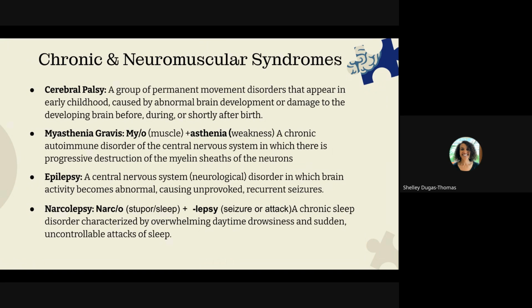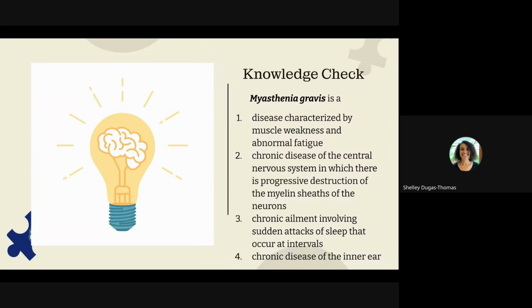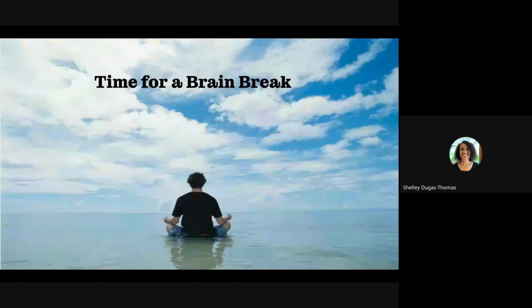So, cerebral palsy. Palsy means paralysis or weakness. So it's a permanent motor disorder stemming from developmental brain damage. Myasthenia gravis: when we look at myo, muscle, and asthenia, weakness, this is severe muscle weakness. Epilepsy is a chronic seizure disorder, and narcolepsy is narco, stupor or sleep, plus lepsy, seizure or attack, and it's a literal sleep attack. So here's just a knowledge check.